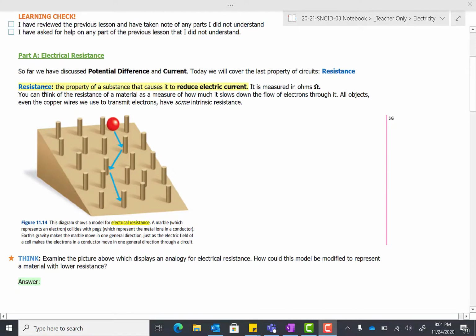So it tells you here that resistance is the property of a substance that causes it to reduce electric current. So as it sounds like, it is a property that resists the flow of electrons, thus reducing current in a circuit. So it says you can think of the resistance of a material as a measure of how much it slows down the flow of electrons.